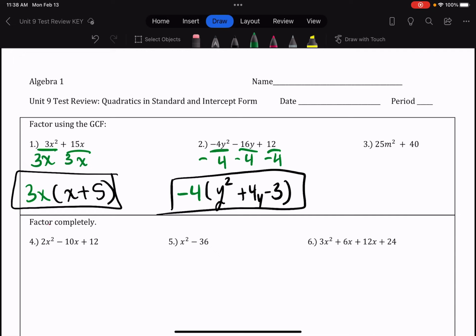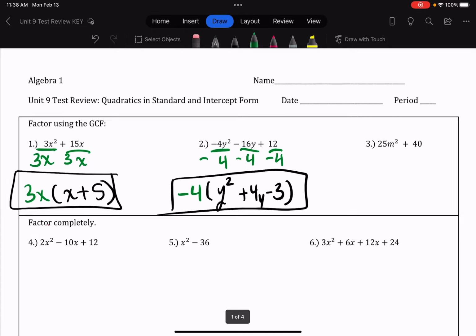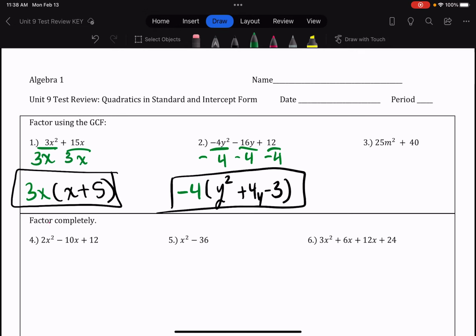So if I'm going to the factors of 25, I've got 1 times 25 and 5 times 5. So let's look and see if 5 is a factor of both of these numbers. And it is, because 40 ends in a 0. So I know if it ends in a 0 or a 5, it is a multiple of 5. So I'm going to divide 5 out of each of these 2 terms, which will leave me with 5m squared plus 8. Neither of those have a greatest common factor, or the greatest common factor between those 2 terms is 1. So that is as low as this factoring is going to go.